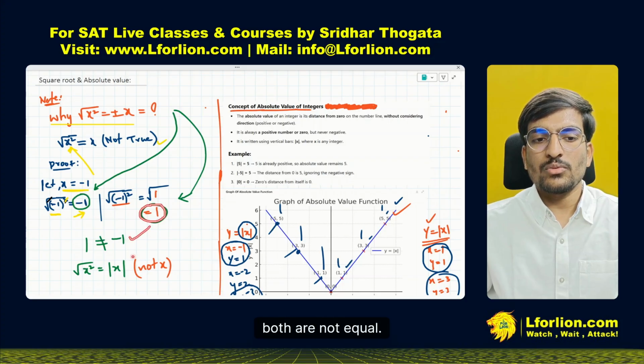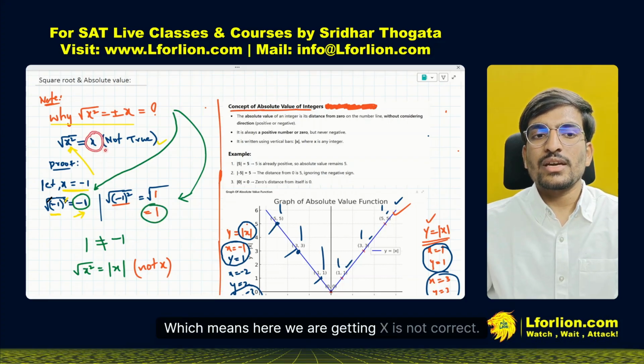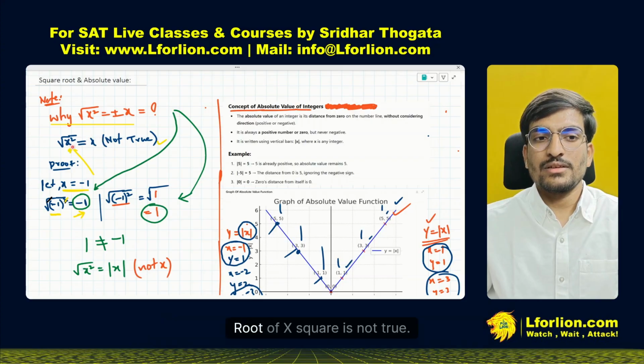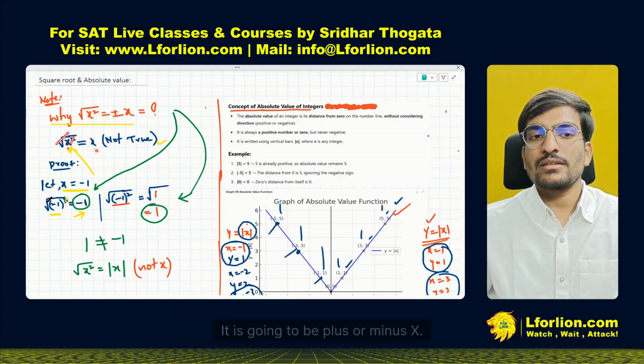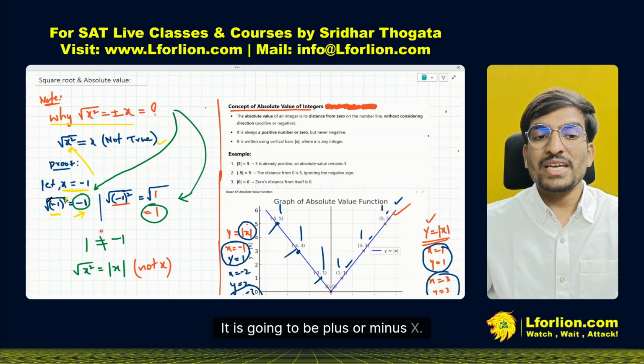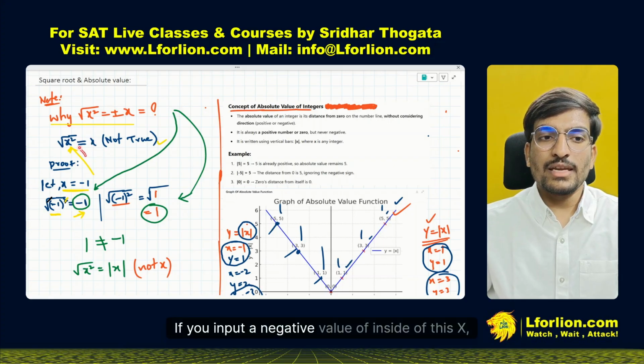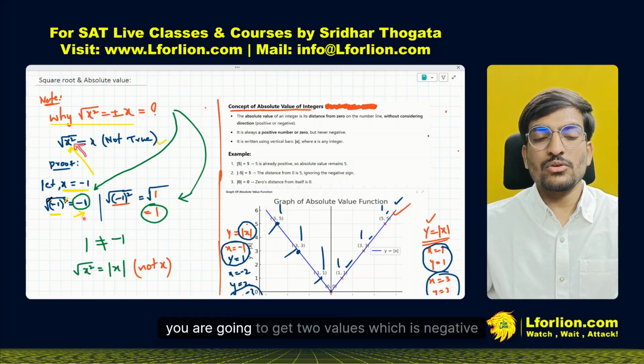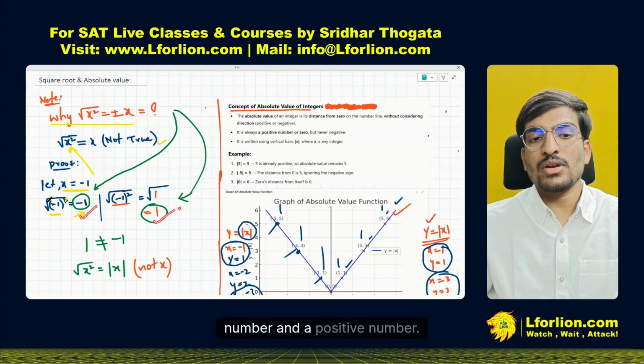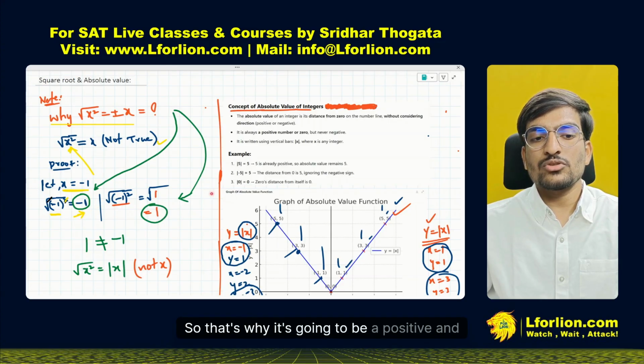Both are not equal, which means here we are getting x is not correct. Root of x square is not true. It is going to be plus or minus x. If you input a negative value inside of this x, you're going to get two values, a negative number and a positive number.